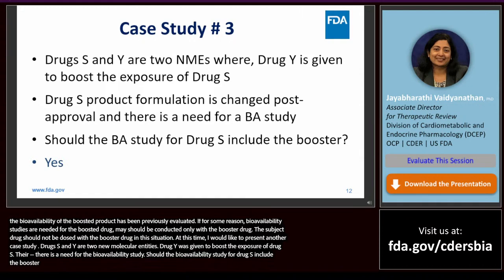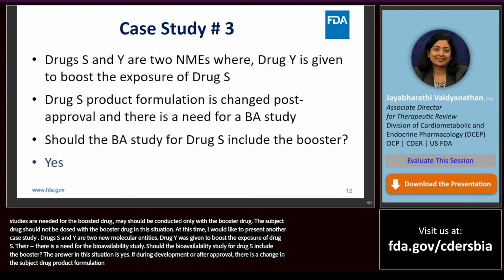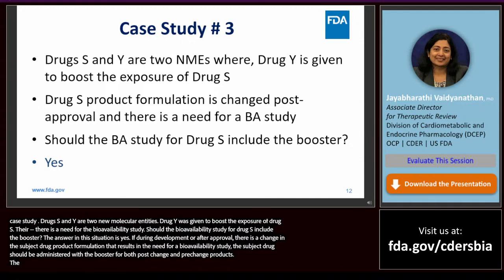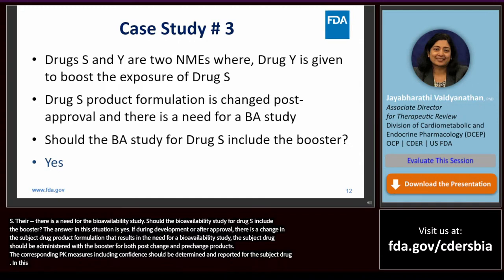The answer in this situation is yes. If during development or after approval there is a change in the subject drug product formulation that results in the need for a bioavailability study, the subject drug should be administered with the booster for both post-change and pre-change products. The corresponding PK measures, including confidence intervals, should be determined and reported for the subject drug. In this scenario, generally it is not needed to measure the concentrations of the booster drug.